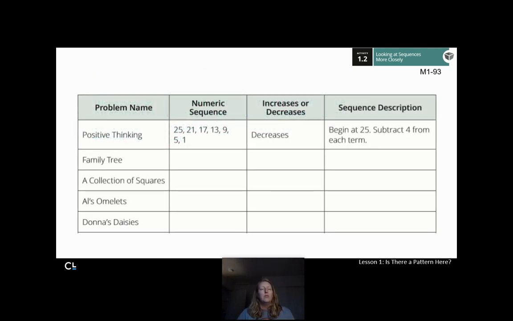That was our positive thinking, where we had the plus signs with the dots. So here is our numeric sequence, 25, 21, 17, 13, 9, 5, and 1. It was going down, so I said, okay, it decreases. And then I needed to describe it. I said, okay, I begin at 25 and then subtracted 4 from each term. So go ahead. You're going to fill out this entire table. It'll fit on your paper. You've got plenty of space there. So go ahead, hit pause, fill in this whole table, and then when you hit play, we'll double check how you did.